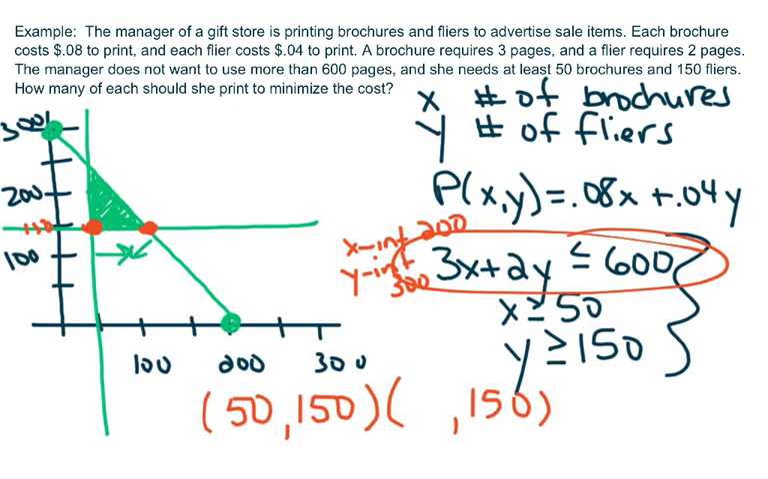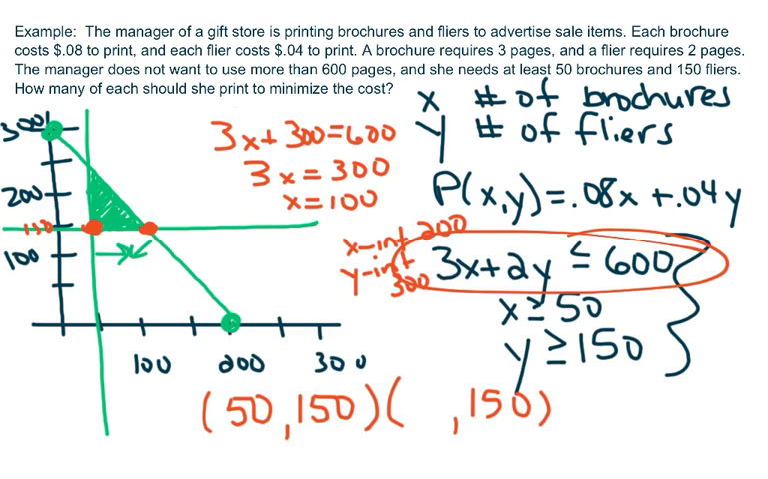This is 150. All right, so if y is 150, then when I plug in 150 for y, 2 times 150 is 300. And then I subtract 300, and then I divide by 3, and I find out that x is 100. So 100, 150 is that ordered pair. And then this ordered pair here is on the line where x is 50. So I know x is 50. So I'm going to go back to that same inequality, this one here, and plug in 50 for x.